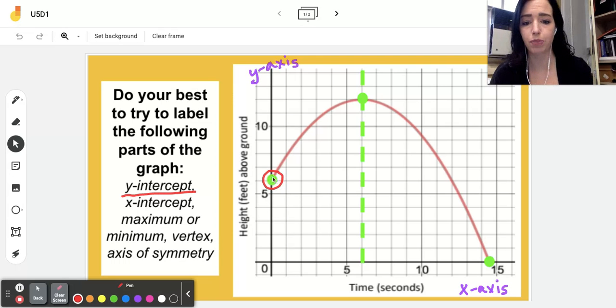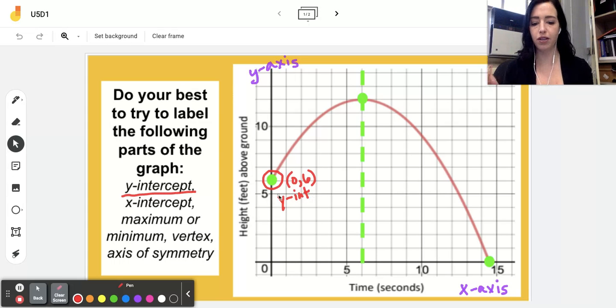This is going to be labeled as a point. So this point is called (0, 6), and this is the y-intercept. So this is where the story starts. We can deduce that the person who shot the basketball was 6 feet tall. Okay. All right. The second one is the x-intercept.